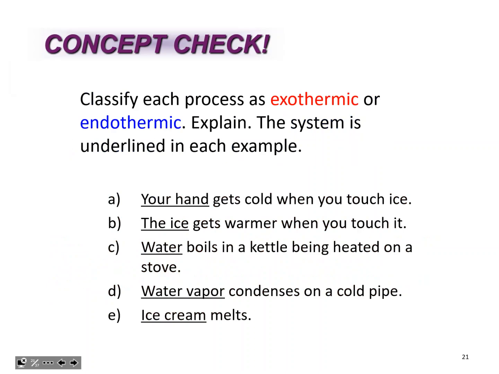All right, your hand gets cold when you touch ice. That one's going to be wet. Exo. All right, exo. Now, to explain this, how would you go about doing so? Yes. The heat is leaving your hand, going from your hand into the surroundings. Hence, since there's less heat energy in your hand, it is getting colder.